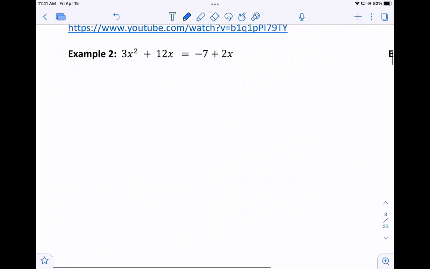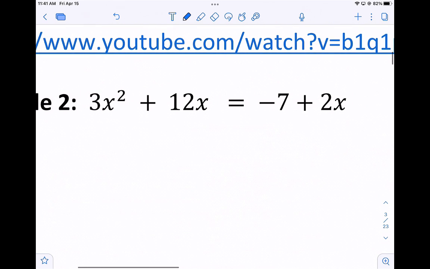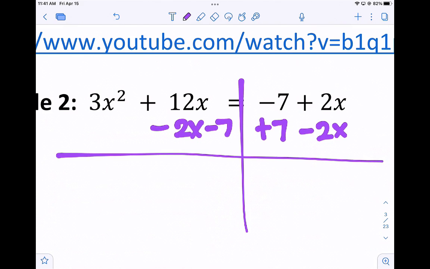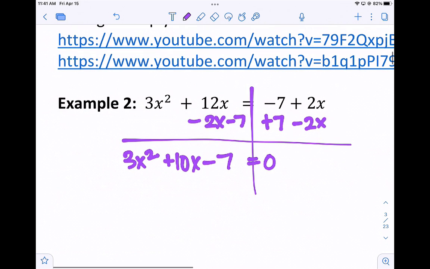First up is get everything on one side. So since the 3x squared is on this side, I'll just move everything to the left-hand side. So the first thing I'll do is I'll add 7 to each side and subtract 2x. So the x's we combine. Okay, so here's what it looks like. We'll get 3x squared plus 10x minus 7 equals 0. So there's the first step, get everything on one side.